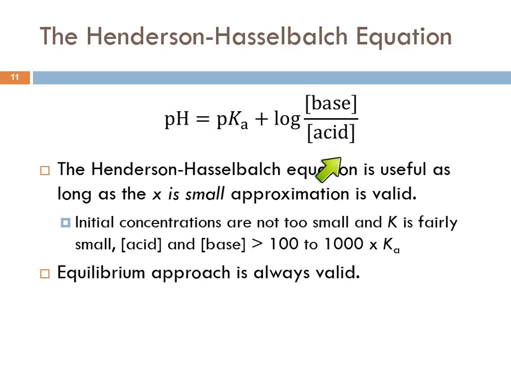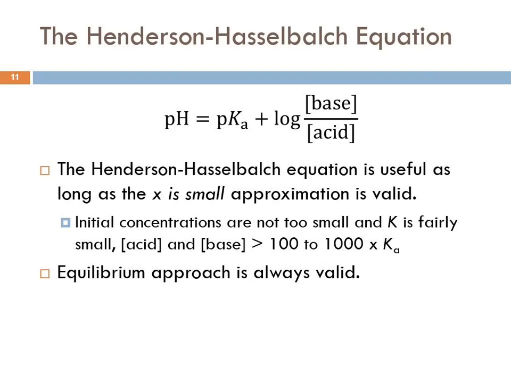So here it is, typed out, using words instead of HA and A minus. So it's the log of the base over the acid plus the pKa will give us the pH. If you want to use negative and put acid over base, is that what you mean? This is just a shortcut instead of doing the whole equilibrium calculation. You can still do the equilibrium calculation. Yeah, whatever floats your boat, right?